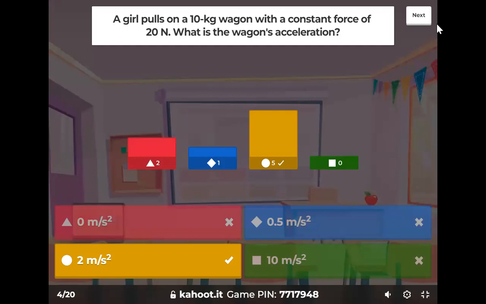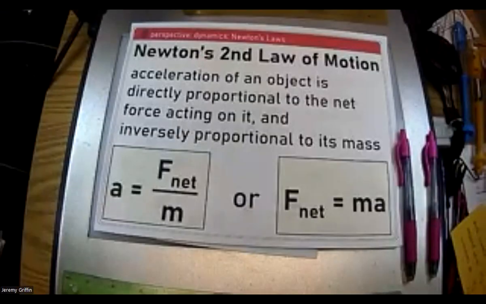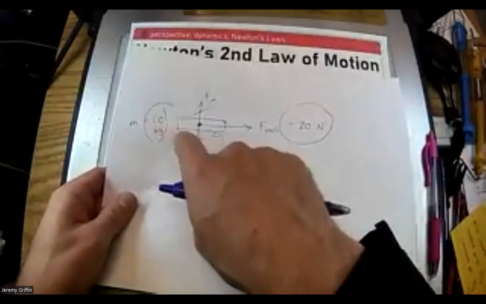Yeah, 2 meters per second squared. Here, I'll flip over and point that out. Okay, so this is just a real simple application of Newton's second law of motion. Here, let's save us a minute with notes from last class. Suppose this is your wagon.